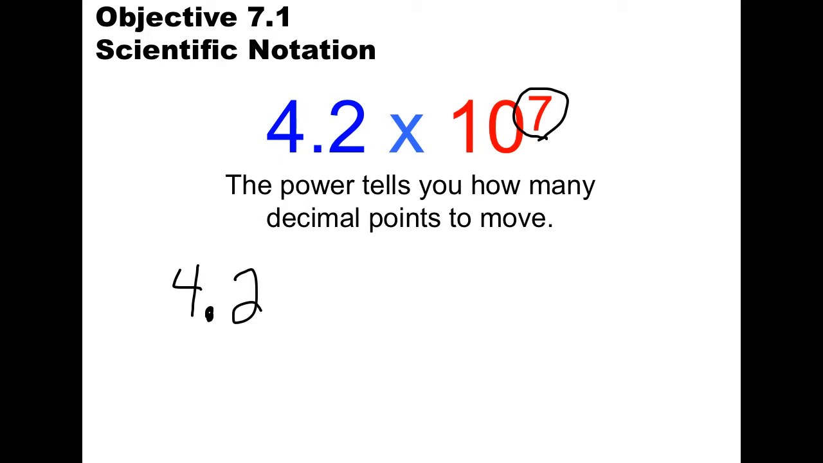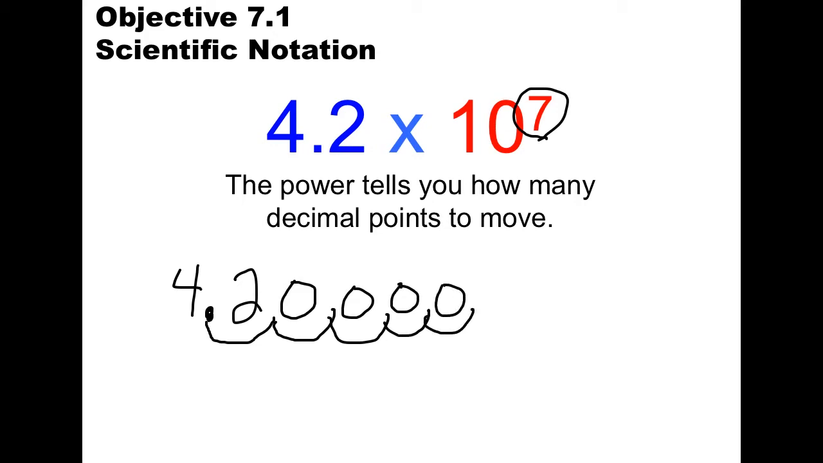So we're just going to start here at the decimal point. We're going to move it over 1 time. So we need to go 7 times. So we need to move it over 2 times, and we add a 0. 3 times and add a 0. 4 times and add a 0. 5 times and add a 0. 6 times and add a 0. And 7 times and add a 0.